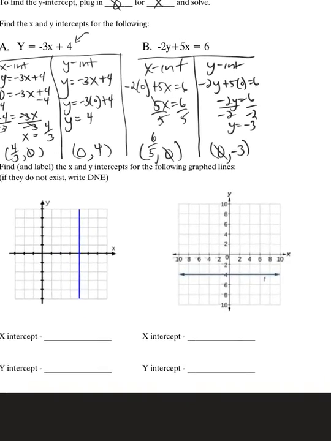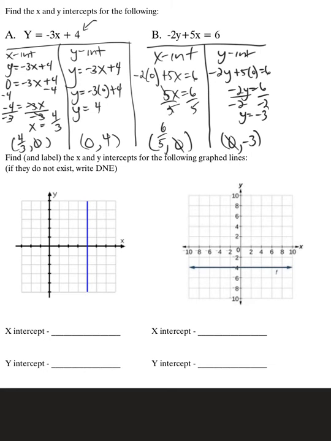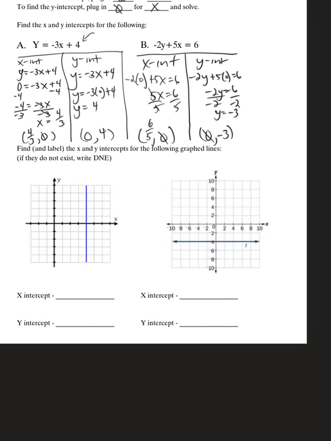Okay, so find and label the x and y intercepts for the following graphed lines. If they do not exist, write DNE. Notice that these lines are two of the special cases. One of them has undefined slope, and the other one has a 0 slope. So it's not positive, it's not negative. Notice the undefined slope goes through 1, 2, 3, 4 on the x-axis. So it does have an x-intercept, which is (4, 0). But it never hits the y-axis, so there is no y-intercept, DNE.